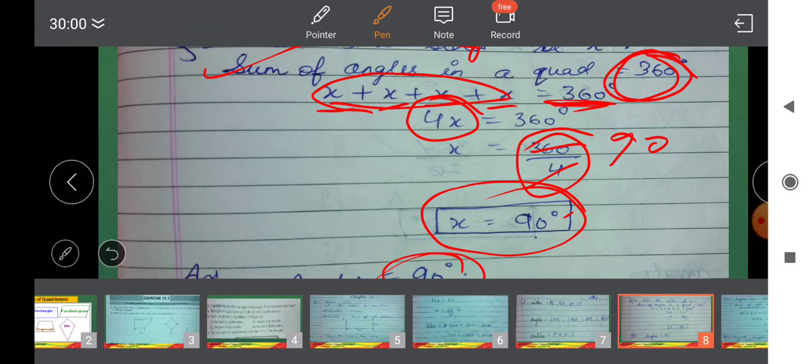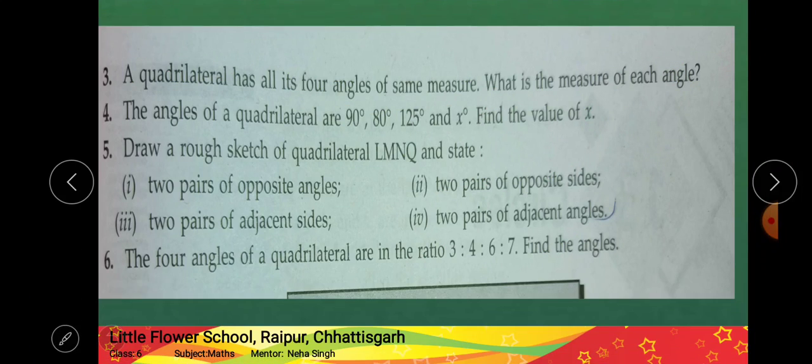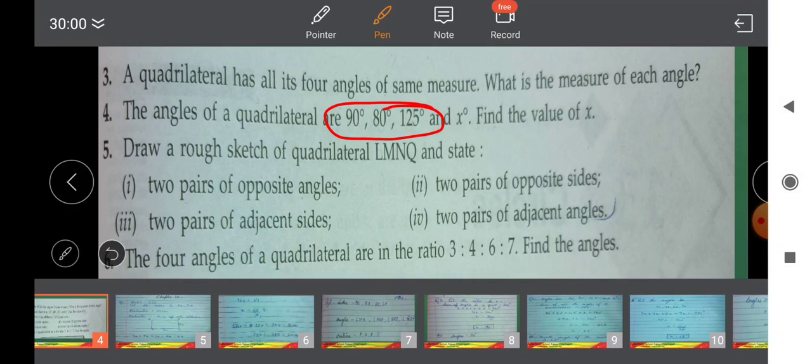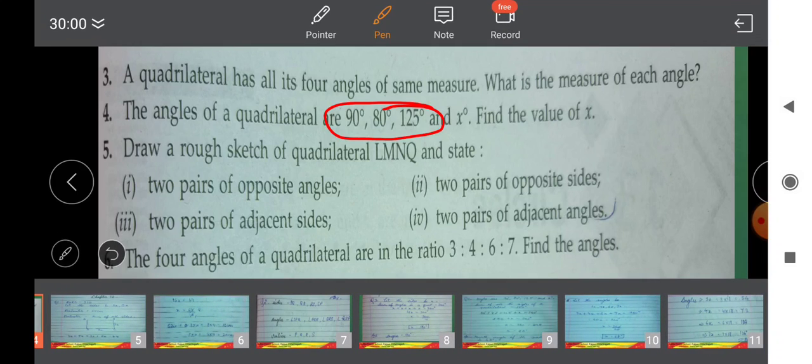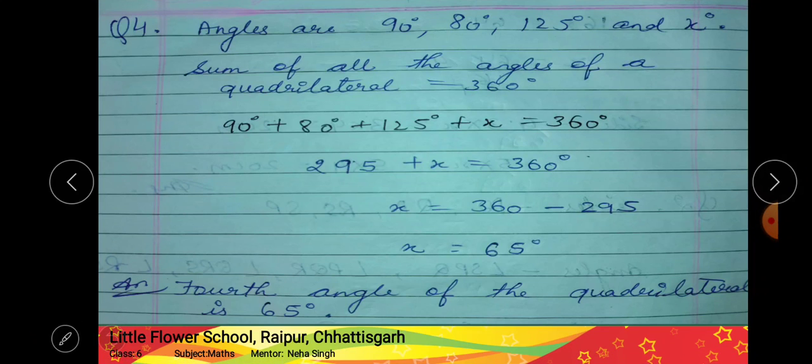Now coming to the fourth question, the angles of a quadrilateral are 90 degree, 80 degree, 125 degree, and x degree. We need to find the value of x. So out of the 4 angles of the quadrilateral, 3 angles are given, 1 angle you need to find, right? So how can we do this? See, let the fourth angle be x. It is given only that it is x.